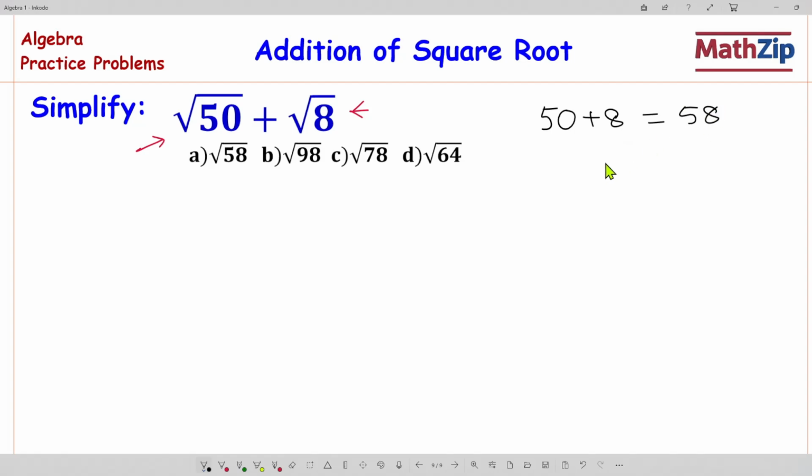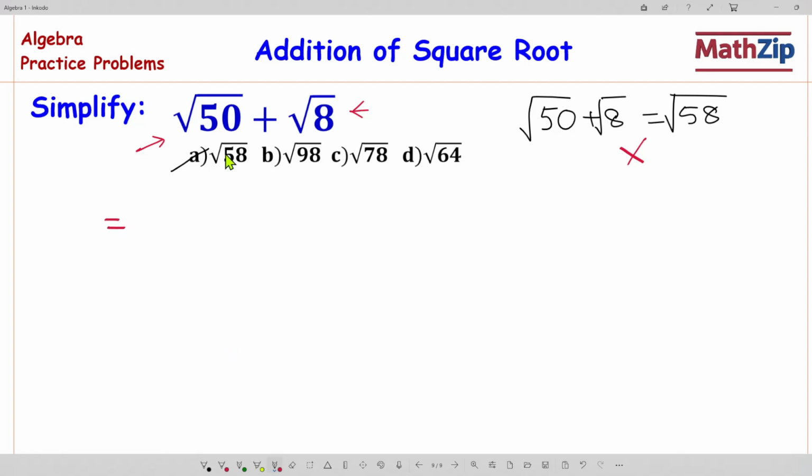58. So root 50 plus root 8, naturally this one is root 58. So is it true, number A? No, this is totally wrong. So how can we simplify this one?